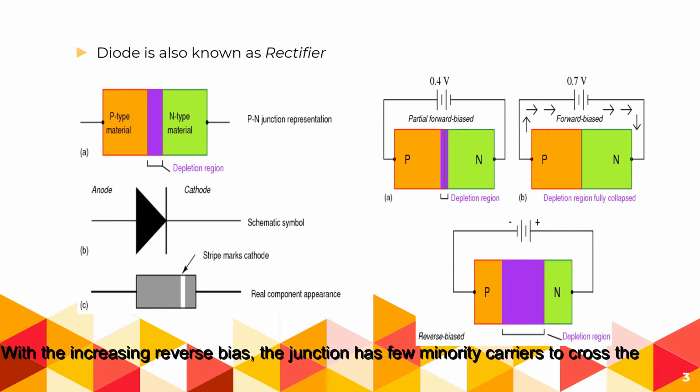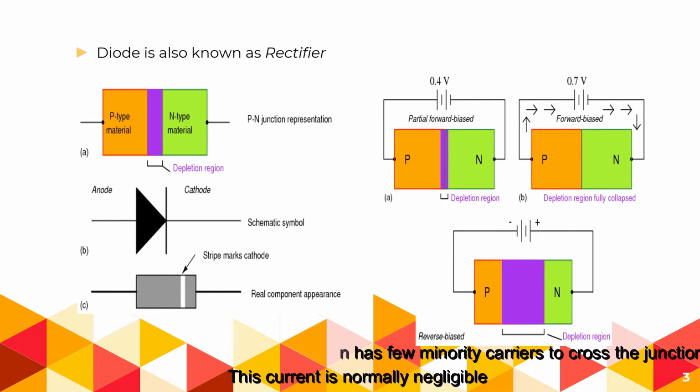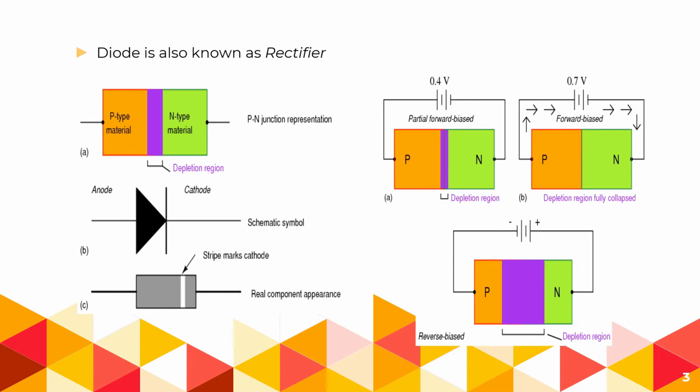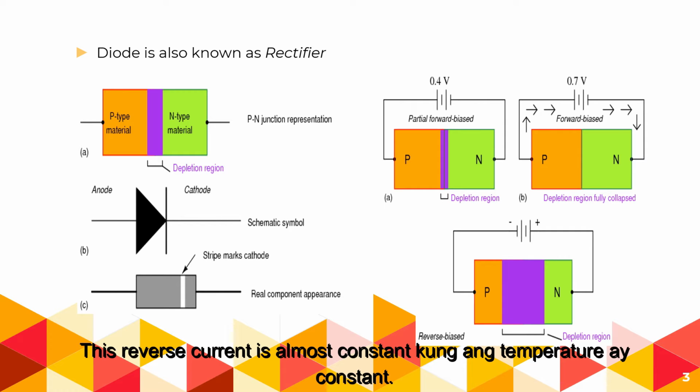With the increasing reverse bias, the junction has few minority carriers to cross the junction. This current is normally negligible. This reverse current is almost constant if the temperature is constant.